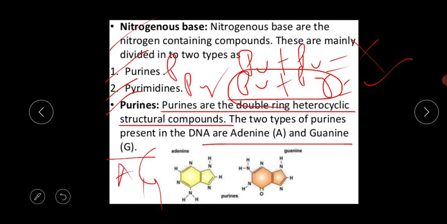Just look at the structure. There is a double ring: 1 ring and 2 rings. That's why this is called the double ring heterocyclic structure. And we have a total of 2 purines in a DNA structure, the adenine and the guanine.